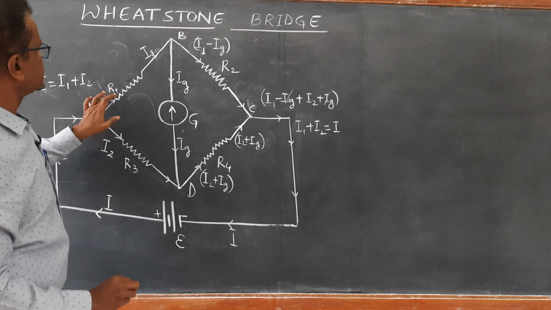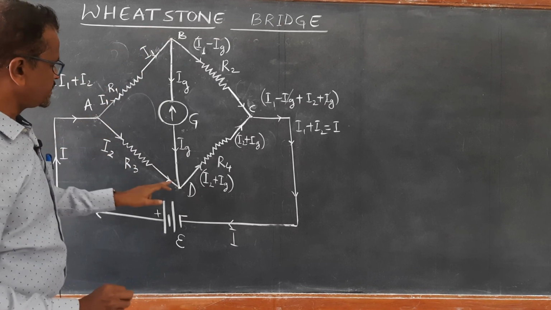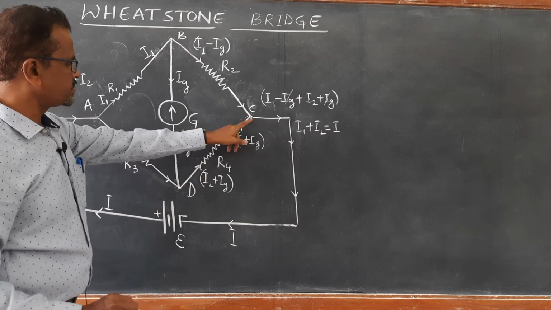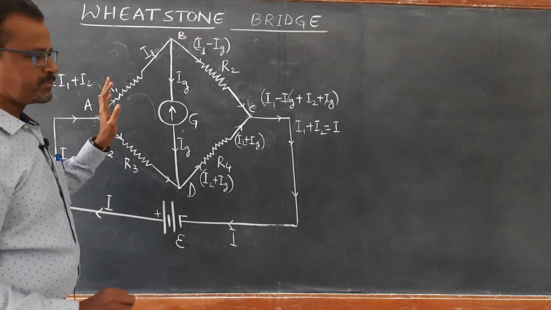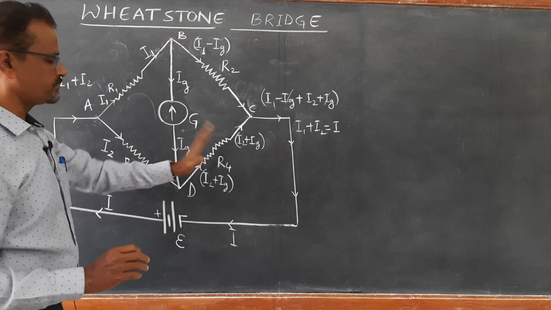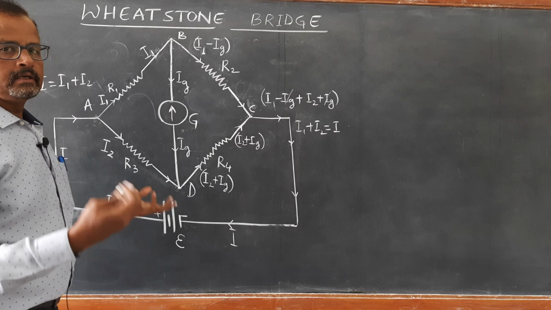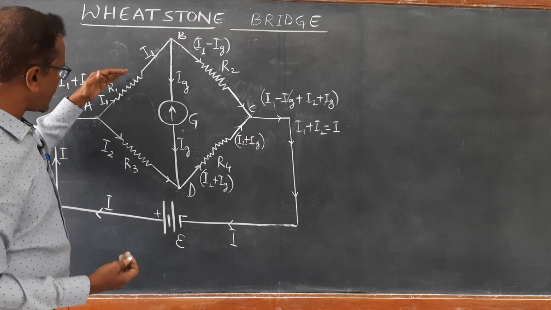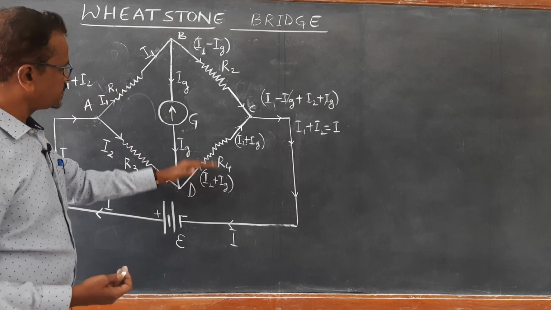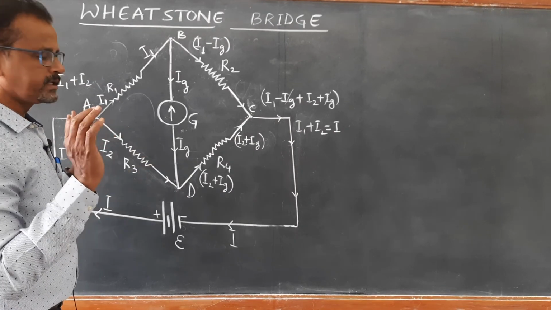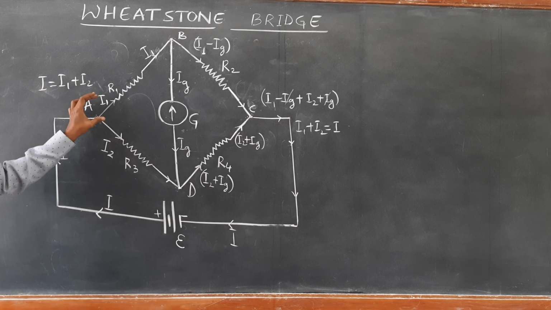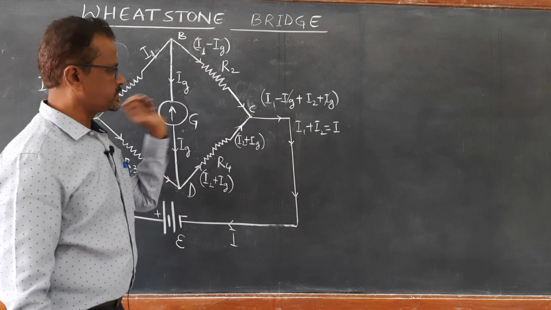And remember, resistance R1 is taken along AB, R3 along AD, R2 along BC, and R4 along DC. So just remember R1, R2, R3, R4 in this order. You have to look at the order. Now, after applying Kirchhoff's current law, I have the current values I1 and I2 as shown here.